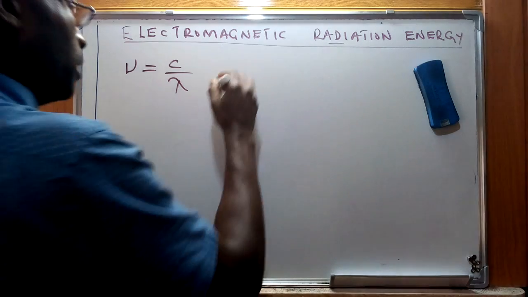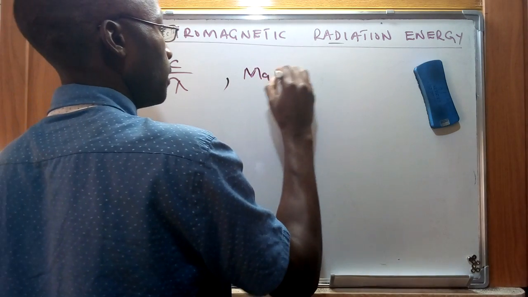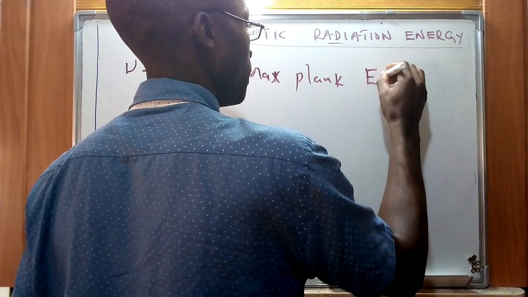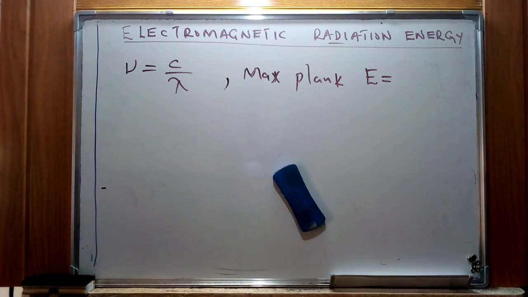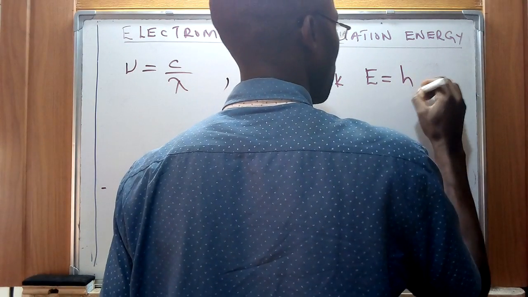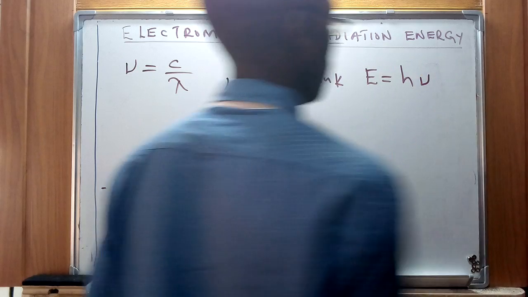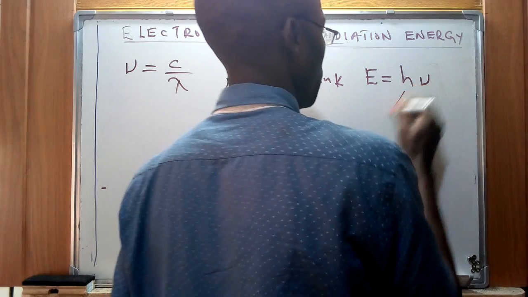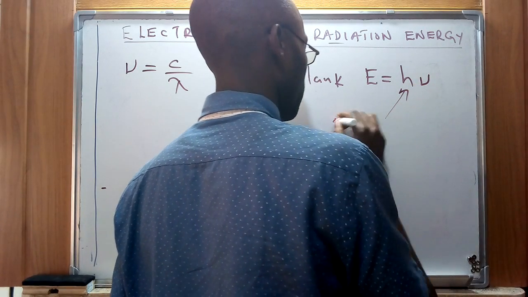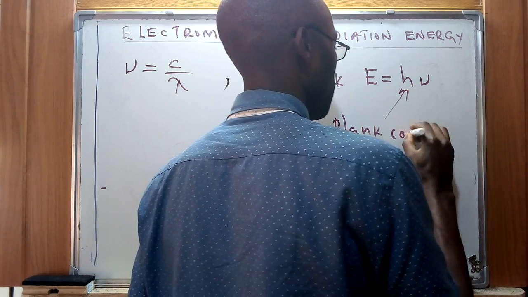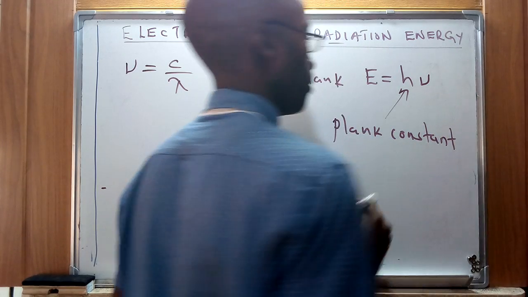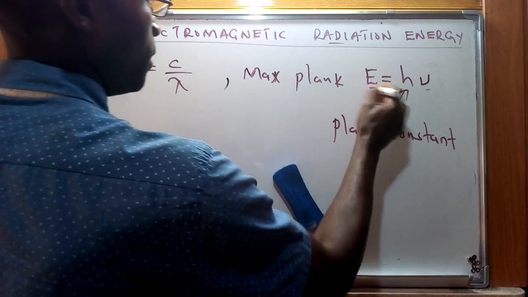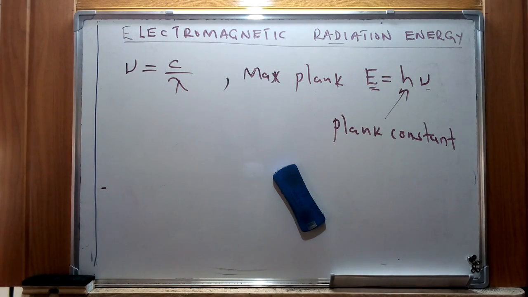Now, from Max Planck's argument, the energy of these particles was described using the formula E equals h times frequency. It gives the relationship between the energy and the frequency, whereby h is Planck's constant, which is a known figure, and the other one refers to the frequency, whereas E is the energy of this specific radiation.